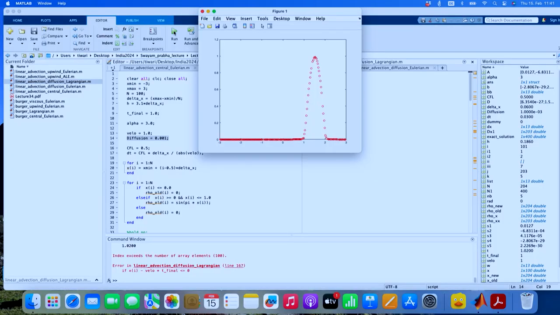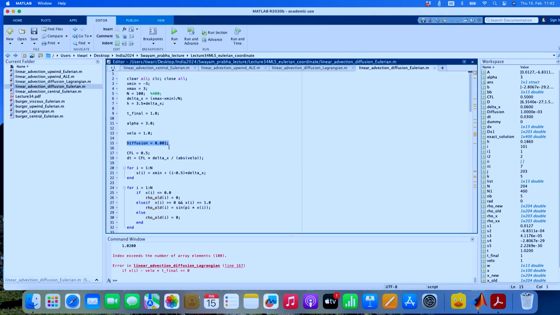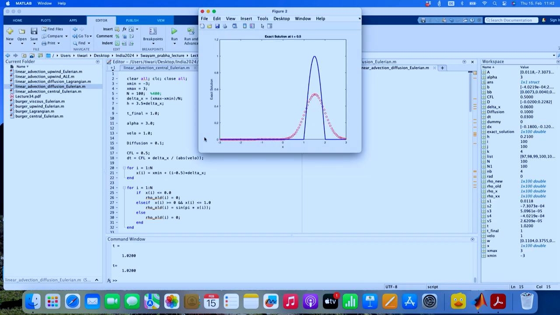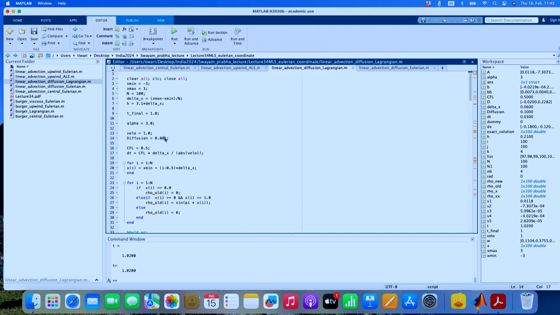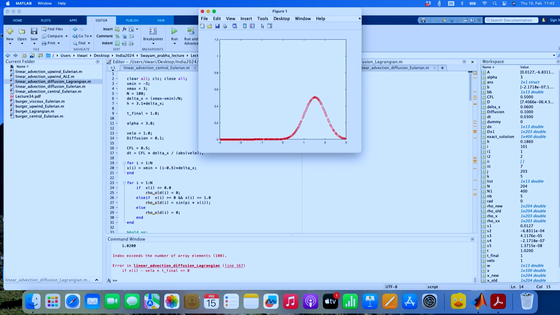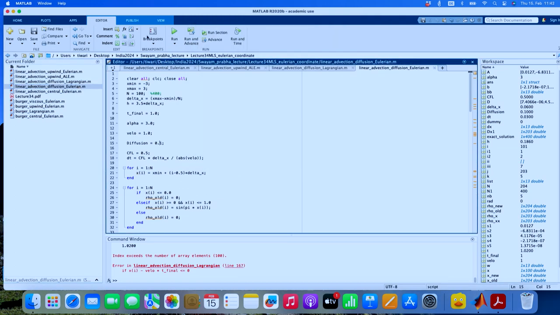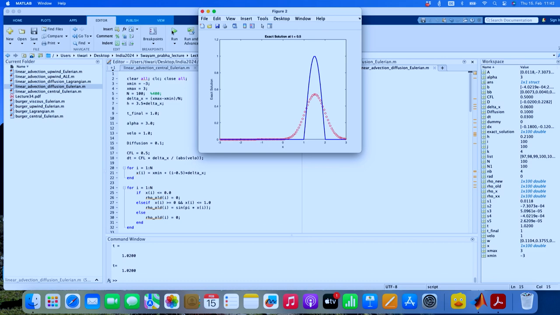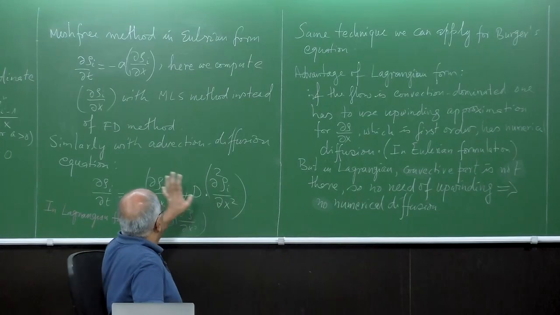Let us take, if I increase the diffusion, what will happen with the Eulerian formulation? Maybe my diffusion was very small, so let me make diffusion big, 0.1. I hope the oscillation will be less. And let us try the Lagrangian form of advection diffusion with the same diffusion coefficient. So it is working with the Eulerian. Yeah, they are fine unless the viscosity dominates the convective part.